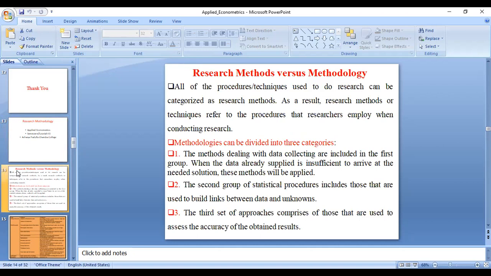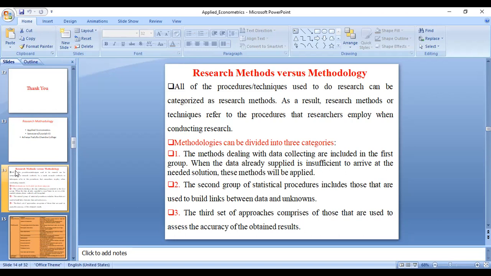Because the goal of research, especially applied research, is to find out a solution to a specific problem. The accessible data and the unknown parts of the problem must be linked in order for a solution to be attainable. With this in mind, research methodologies can be divided into three categories.